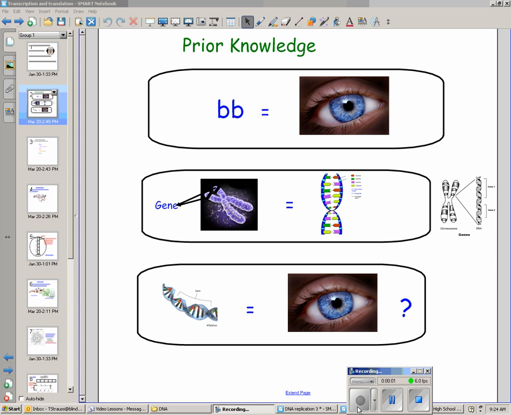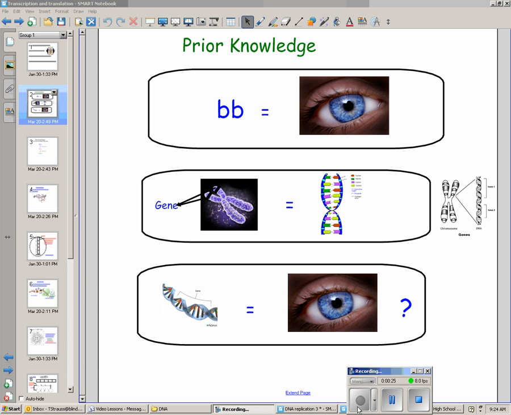We've talked about DNA, its general structure, how it replicates, and RNA. Now let's talk about where it is all useful. So if we look at our prior knowledge, in the top box here, we see that we have BB. Those represent two alleles. And in this case, those alleles represent having blue eyes. Well, we know those alleles are variations of a gene.